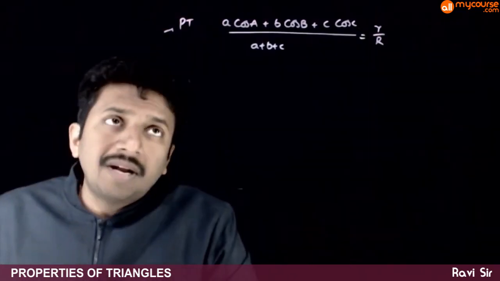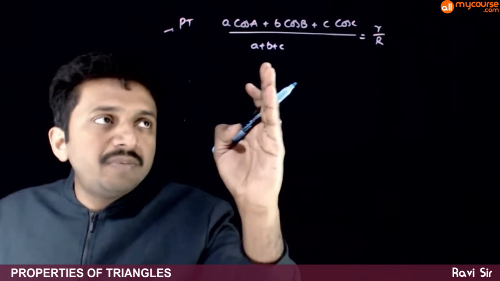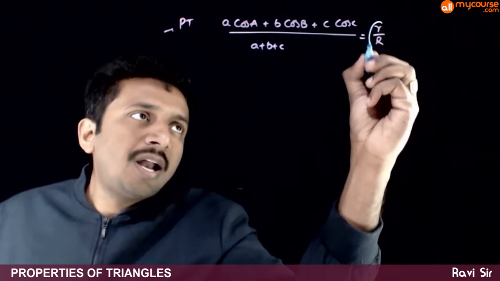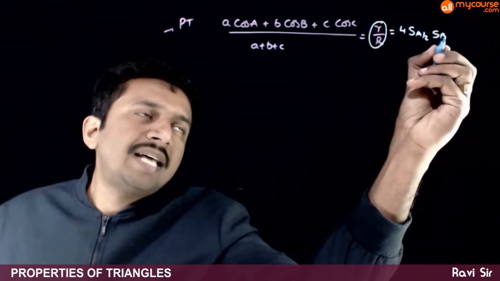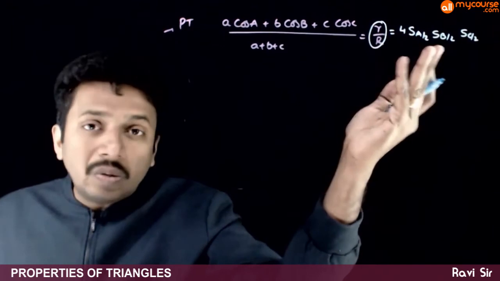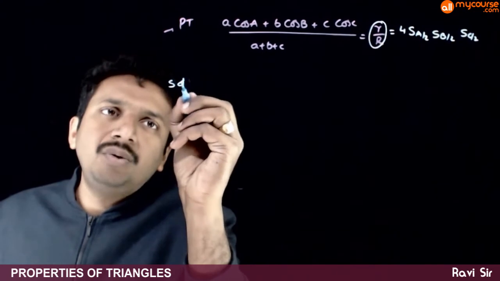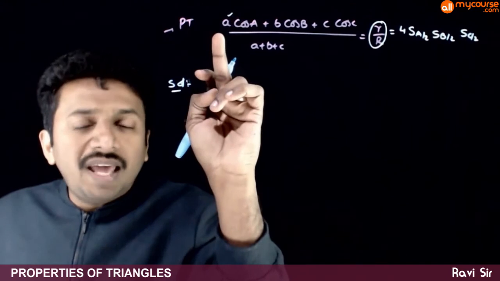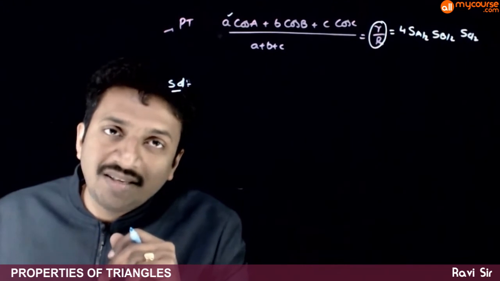So in this question, you're asked to prove that (A cos A plus B cos B plus C cos C) by (A plus B plus C) is small r by capital R. As we have seen in the previous question, small r by capital R is nothing but 4 sine A by 2 sine B by 2 sine C by 2. So if I can prove that the LHS is also the same expression, then my statement is proved. To do that, I'll use my sine rule first in the numerator. So A can be written as 2R sine A, B can be written as 2R sine B, C can be written as 2R sine C.